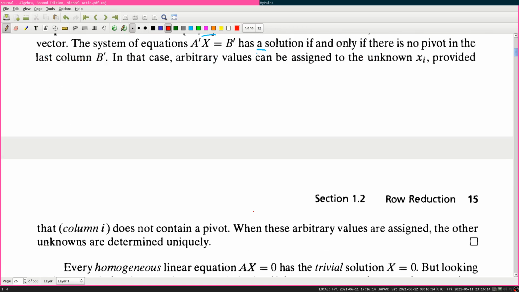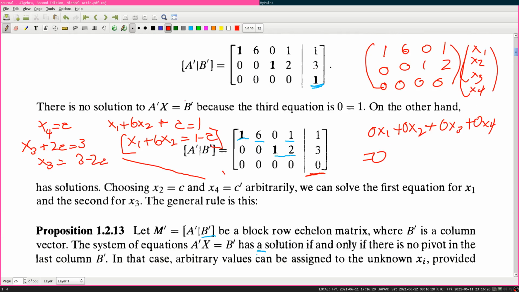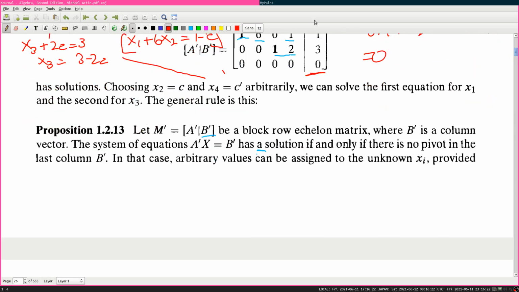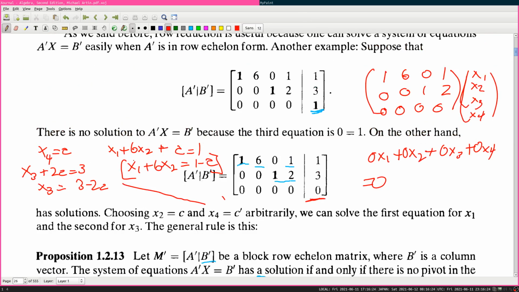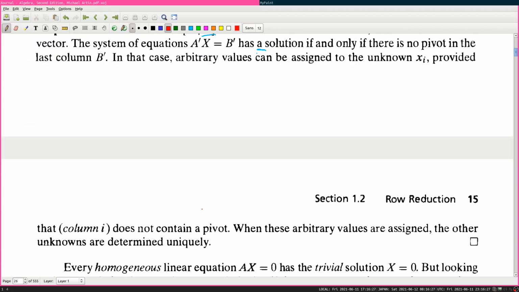Provided that column I does not contain a pivot. So the columns that don't contain a pivot, from this past pattern of argumentation, correspond to degrees of freedom. So arbitrary values, that means there is a degree of freedom, can be assigned to the unknown x sub I, provided that column I does not contain a pivot. So the columns that don't contain pivots, there's a degree of freedom there.